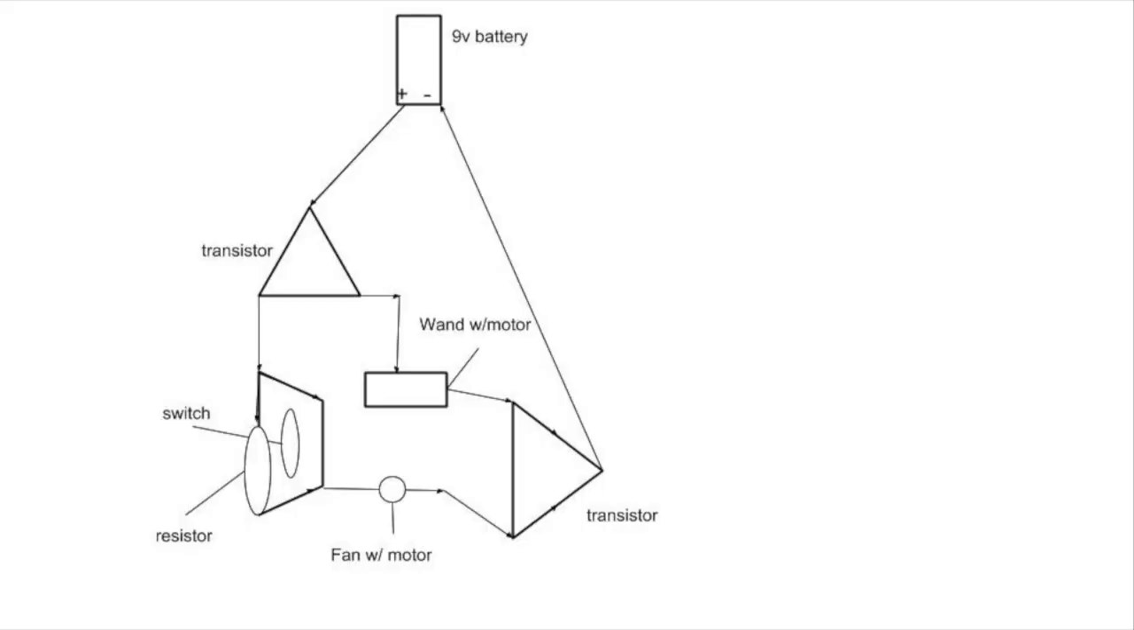We also needed to decide which power source to use. We then needed to connect the power source to a circuit board, and the circuit board was going to be connected to the wand while a fan blew to make the bubbles come out.